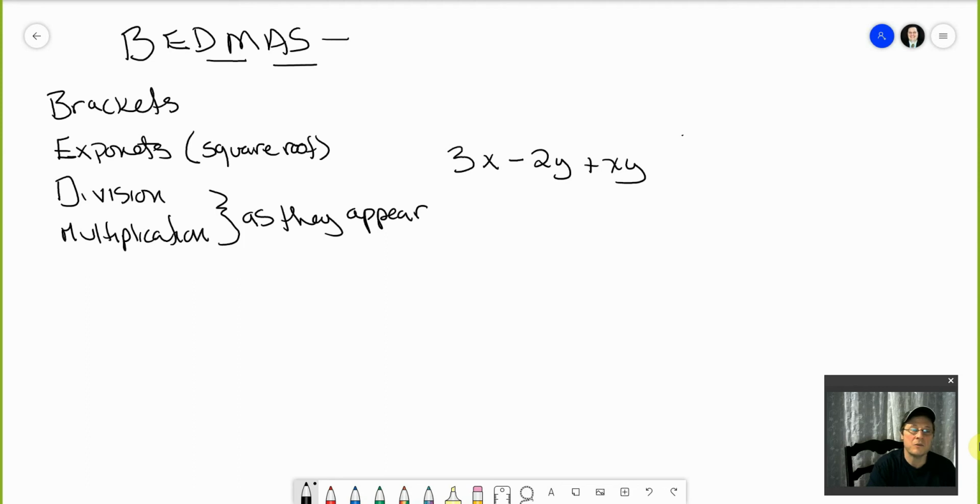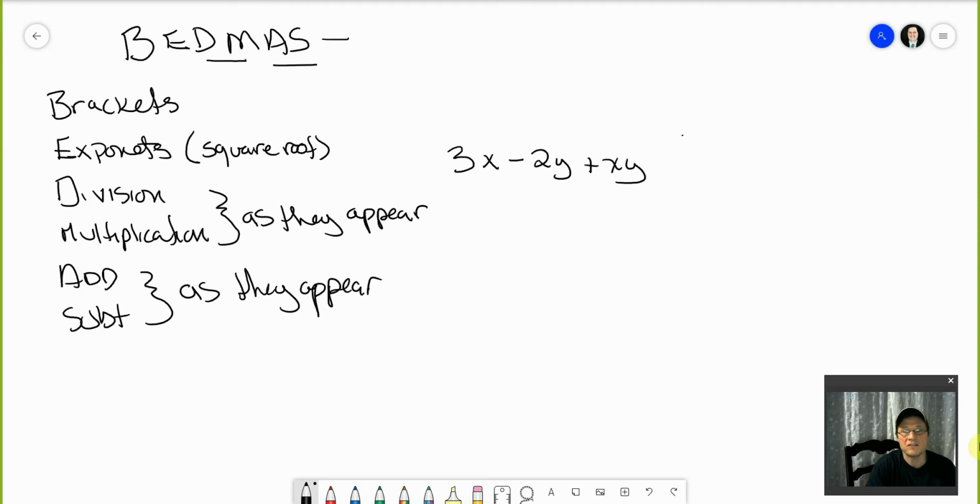The same with addition and subtraction, right? Addition and subtraction as they appear. As you come across addition, you do the addition. Subtraction, you do the subtraction. Okay, so let's just use this example and do this together.